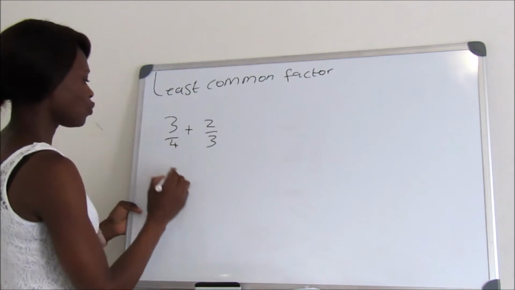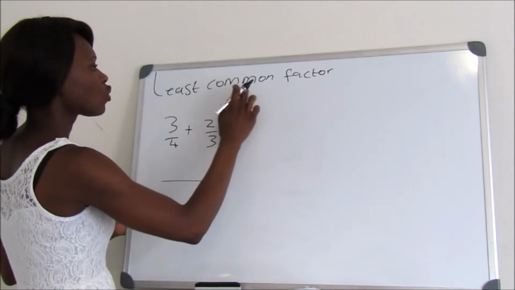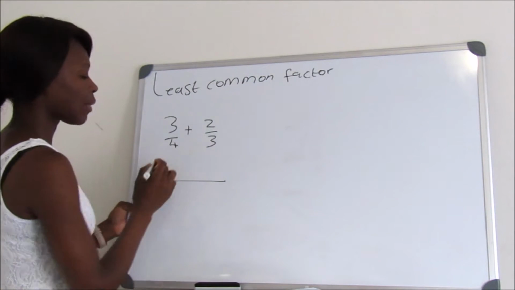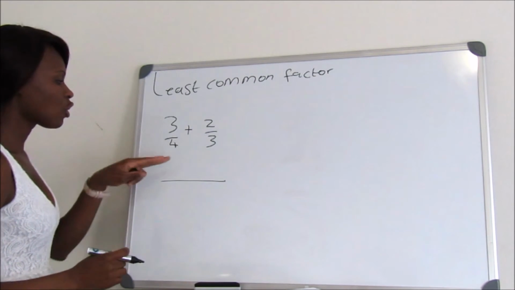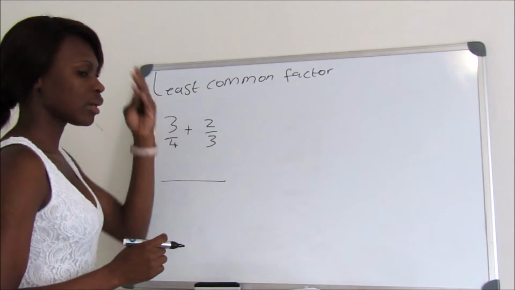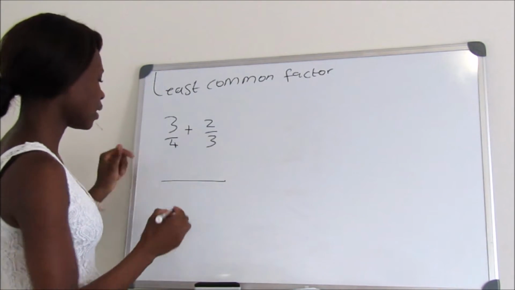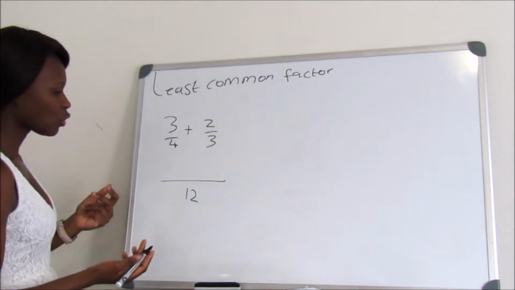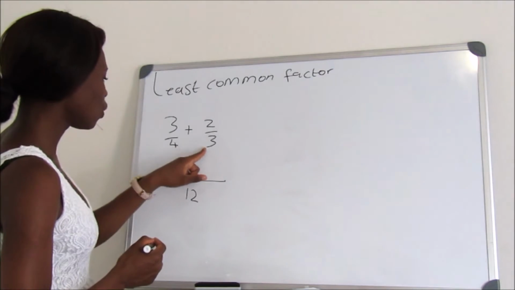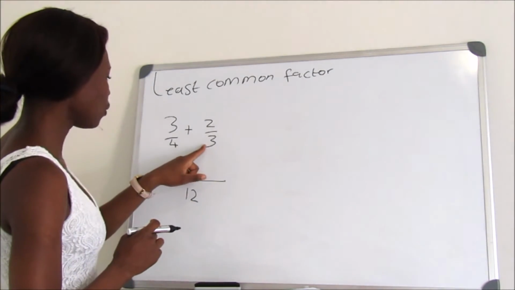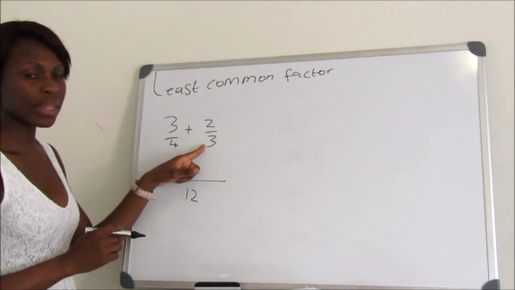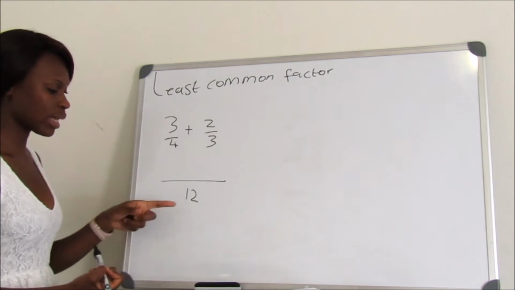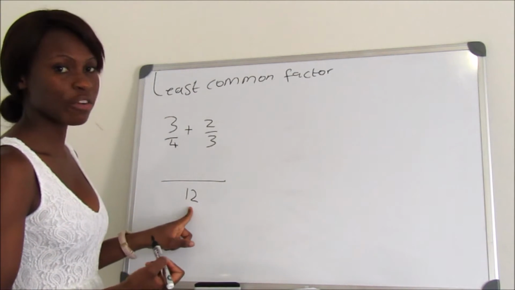The first thing that we do, we have to find the least common factor of these two numbers in the denominator. The first common number that both denominators go into and leave no remainder is 12. How do you find 12? You multiply the two denominators, which is 4 multiplied by 3, and then you will get 12. Then this is our least common factor.